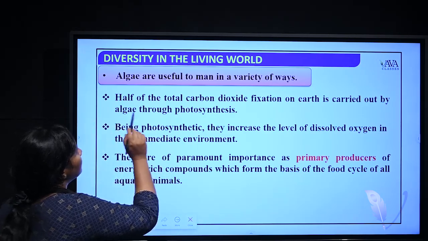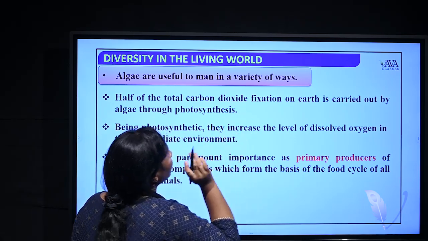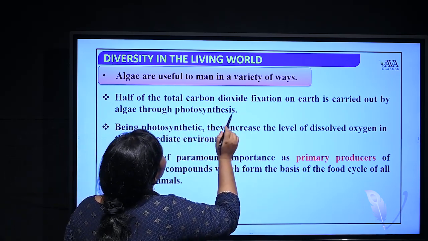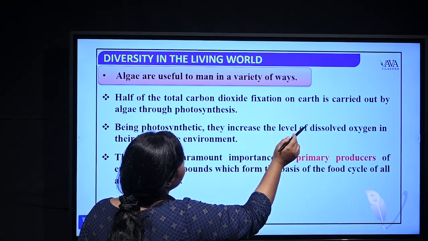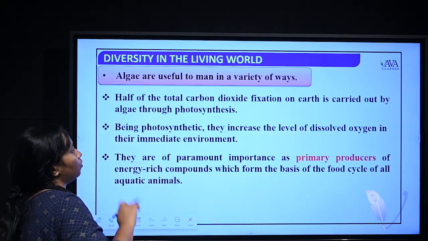Algae are useful to man in a variety of ways. Half of the total carbon dioxide fixation on earth is carried out by algae through photosynthesis.